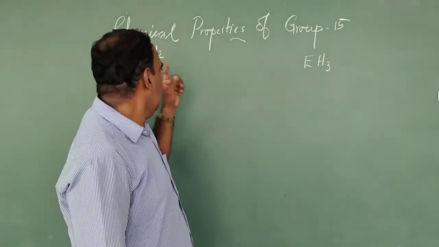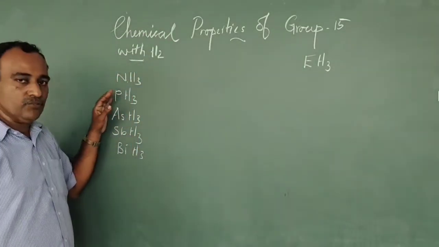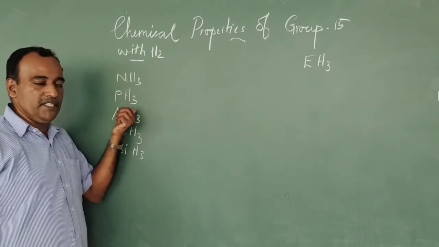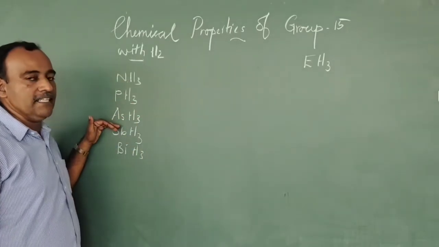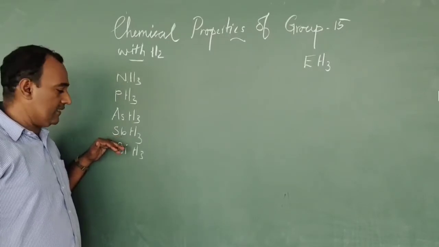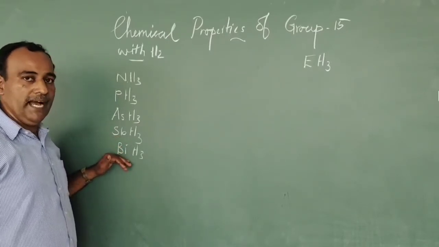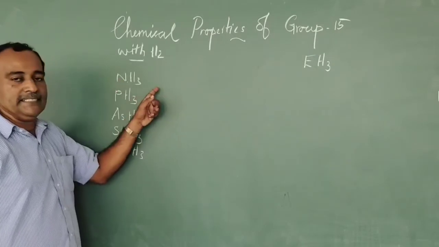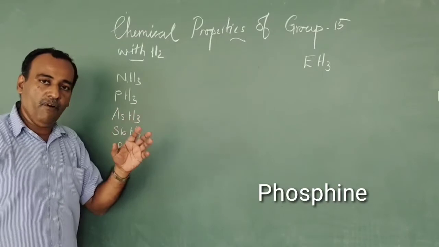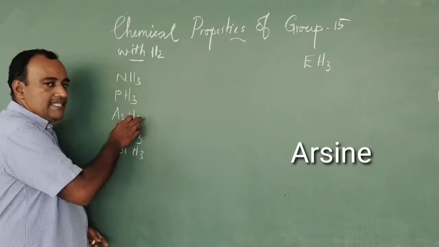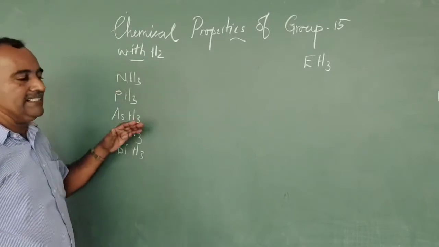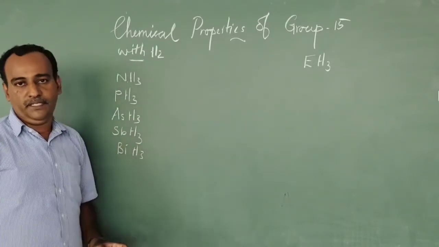For example, nitrogen reacts with hydrogen to form NH3. Phosphorus forms PH3, arsenic forms AsH3, antimony forms SbH3 and bismuth forms BiH3. NH3 is ammonia, PH3 is phosphine, then arsine, stibine and bismuthine. These are the hydrides of group 15.